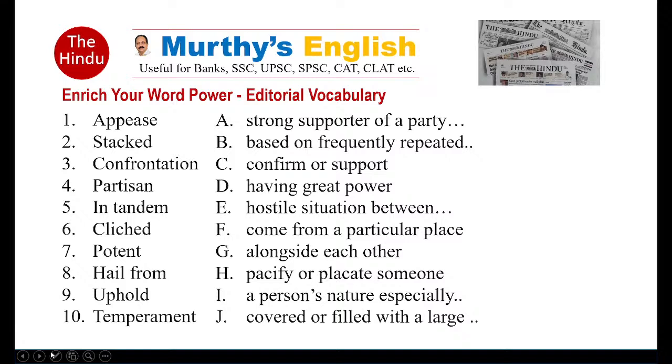Today, I haven't brought exercises or practice questions based on exam topics, only editorial vocabulary. Please have a look at these words and try to write the meanings. Enrich your word power, editorial vocabulary. The first one, appease. Part of speech, verb. What does it mean?